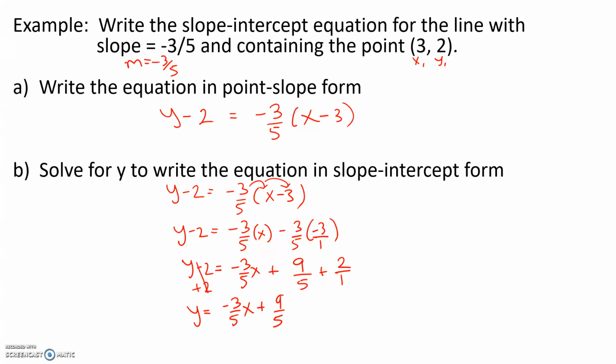For adding and subtracting fractions, we do need a common denominator. Because the denominator of the fraction 9/5 is 5, we will need to rewrite 2 over 1 using a denominator of 5 as well. For that, we will need to multiply the denominator by 5, which means the numerator also gets multiplied by 5. So 2 times 5 is 10, 1 times 5 is 5, and 2 over 1 can be rewritten as 10 over 5. Once we have a common denominator, we will add the numerators. So in slope-intercept form, our equation is y equals negative 3 over 5x plus 9 plus 10 is 19 over 5.